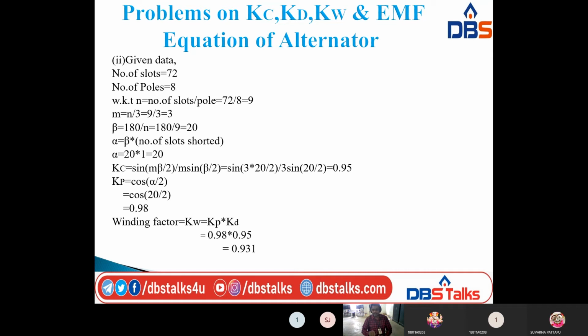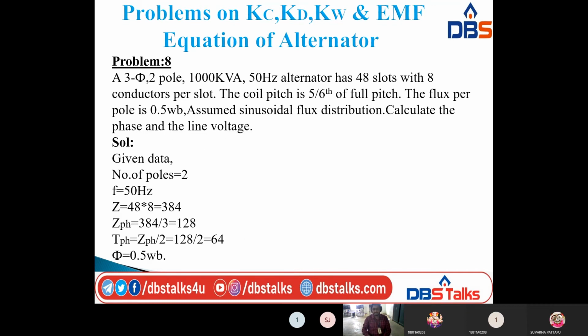And next we have to calculate the pitch factor, that is cos(α/2). We already calculated the alpha value. Substitute that alpha value, 20 by 2, that is equal to 0.98. And lastly we will calculate the winding factor. What is the formula for winding factor? Kw is equal to Kp into Kd. Kp value is 0.98 and distribution factor value is 0.95. After multiplication of these two, we have 0.931.